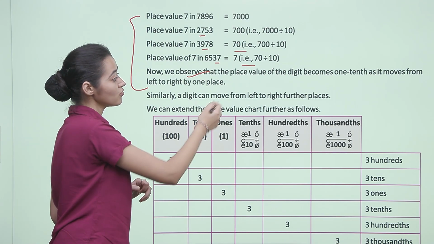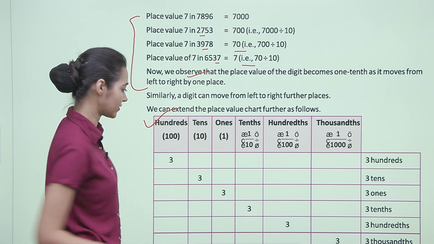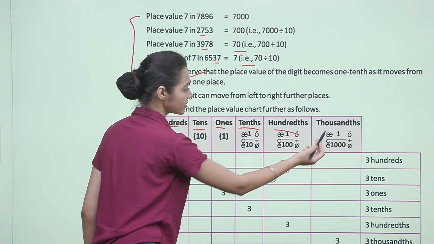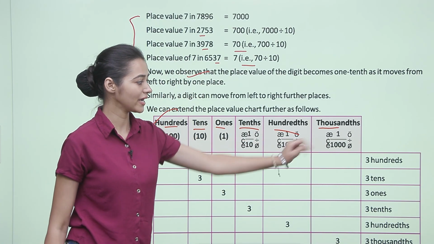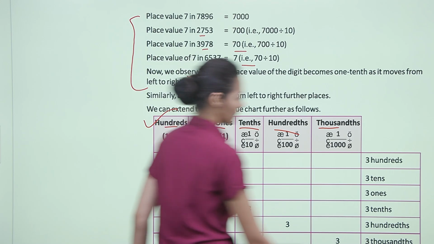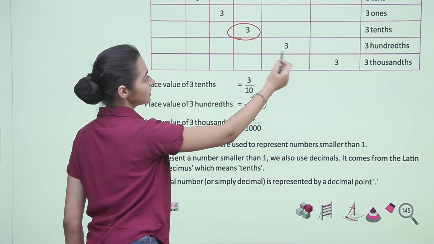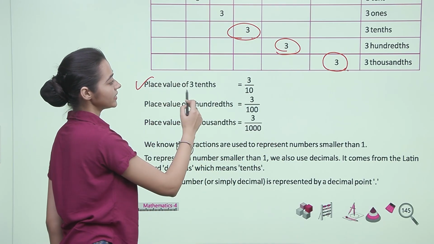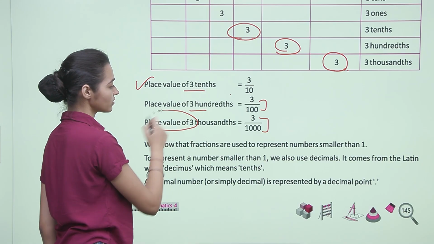Similarly, a digit can move from left to right further places, and we explain the place value chart as here. So this is our hundreds, tens, ones, then tenths, hundredths and thousandths, that is 1 by 10, 1 by 100 and 1 by 1000. Here we have 3/10, 3/100 and 3/1000. So the place value of 3 tenths is 3 by 10, 3 hundredths is 3 by 100 and the place value of 3 thousandths is 3 by 1000.